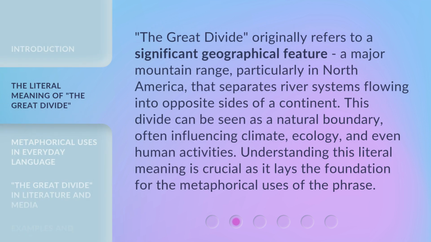The Great Divide originally refers to a significant geographical feature, a major mountain range, particularly in North America, that separates river systems flowing into opposite sides of a continent. This divide can be seen as a natural boundary, often influencing climate, ecology, and even human activities. Understanding this literal meaning is crucial as it lays the foundation for the metaphorical uses of the phrase.